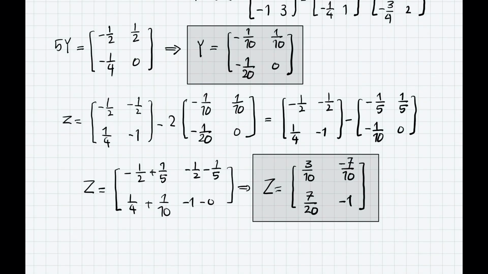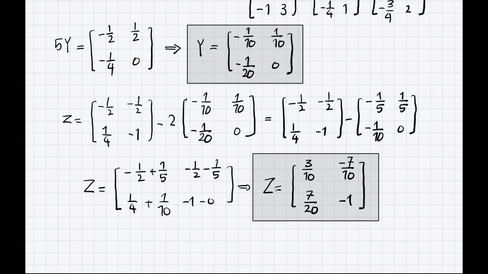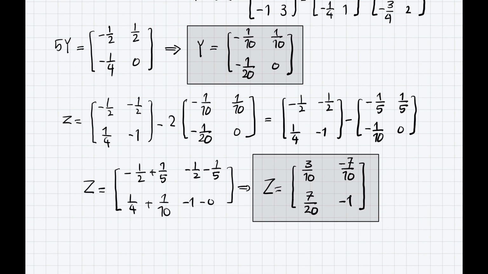Oh wait, I made a small mistake here. Minus a half plus 1 over 5 is not positive 3 over 10. It's negative 3 over 10. Sorry.